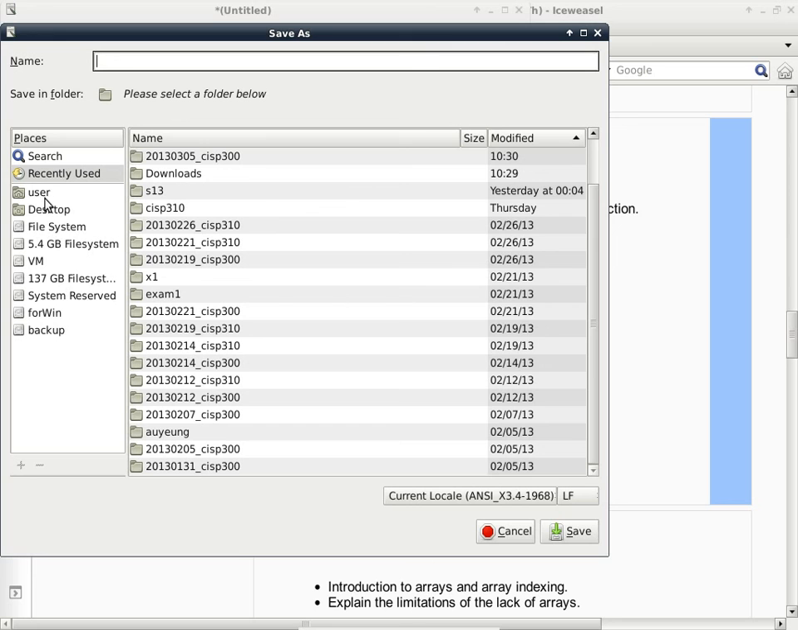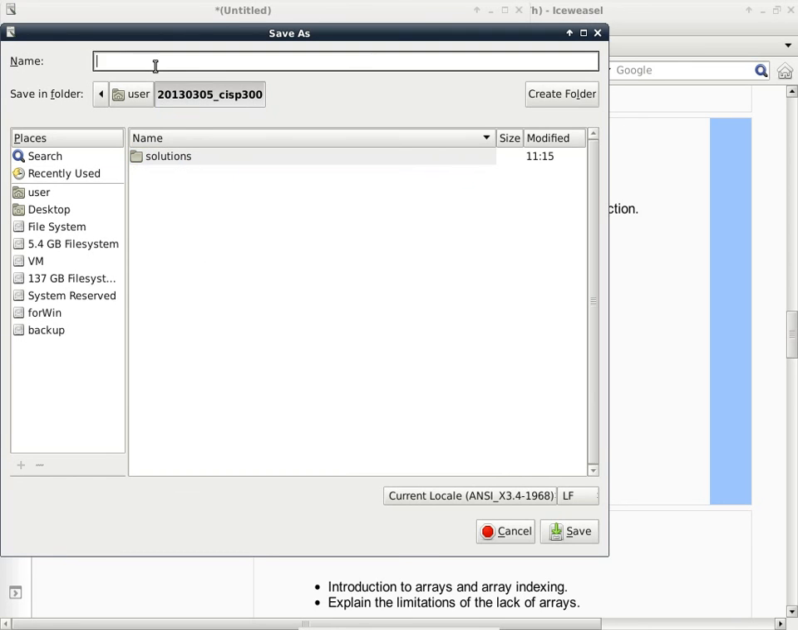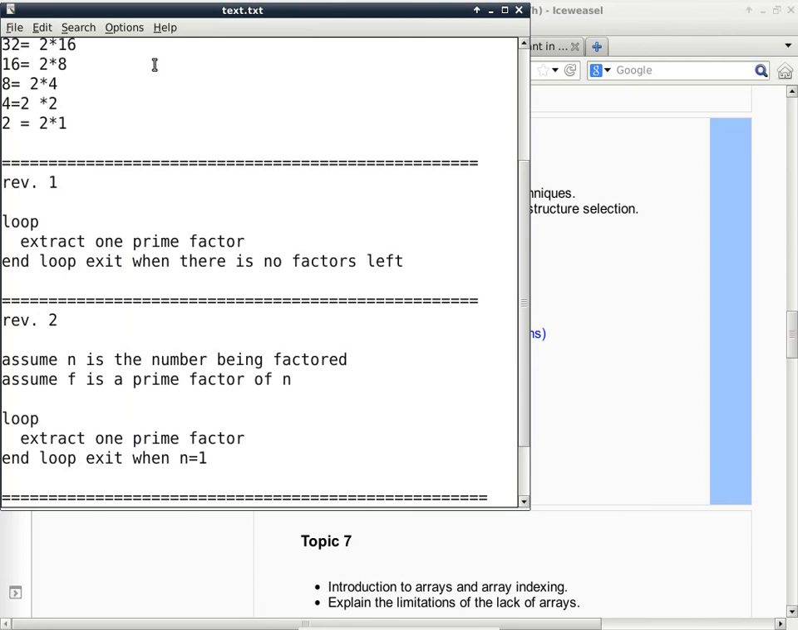It's up at the top. Nope, because I sorted by modification time. All right.